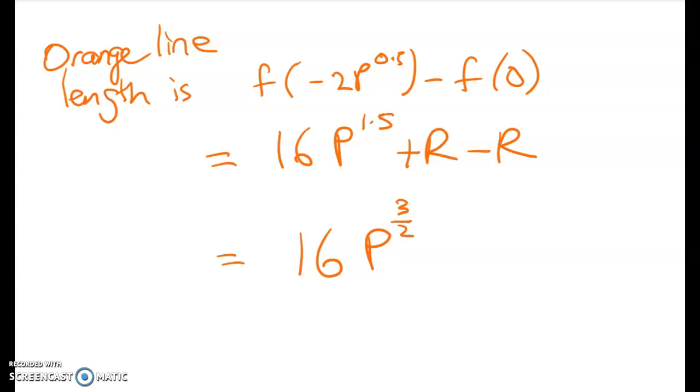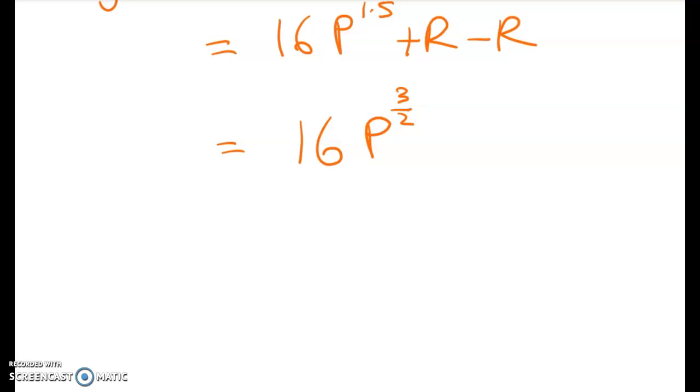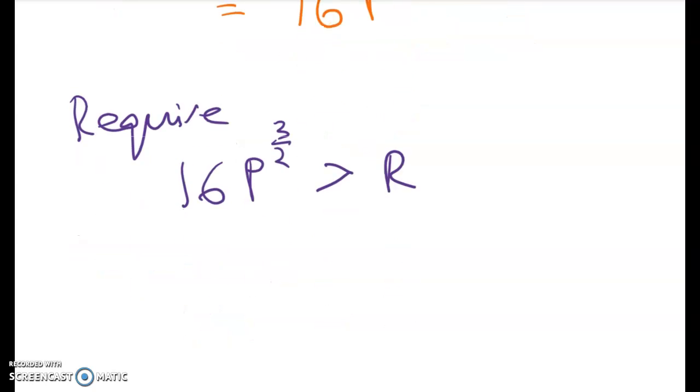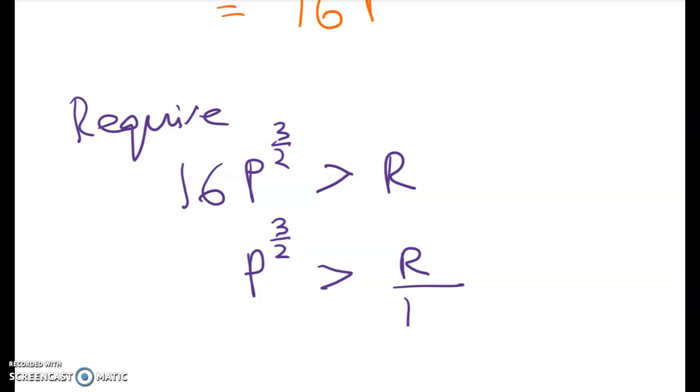So the condition we need is when the orange is greater than the blue. So 16p to the 3 over 2 has to be greater than what? What have we got for the other one? 16p to the 3 over 2 is greater than r. Right, so let's just rearrange it. So we've got p to the 3 over 2 is greater than r over 16.